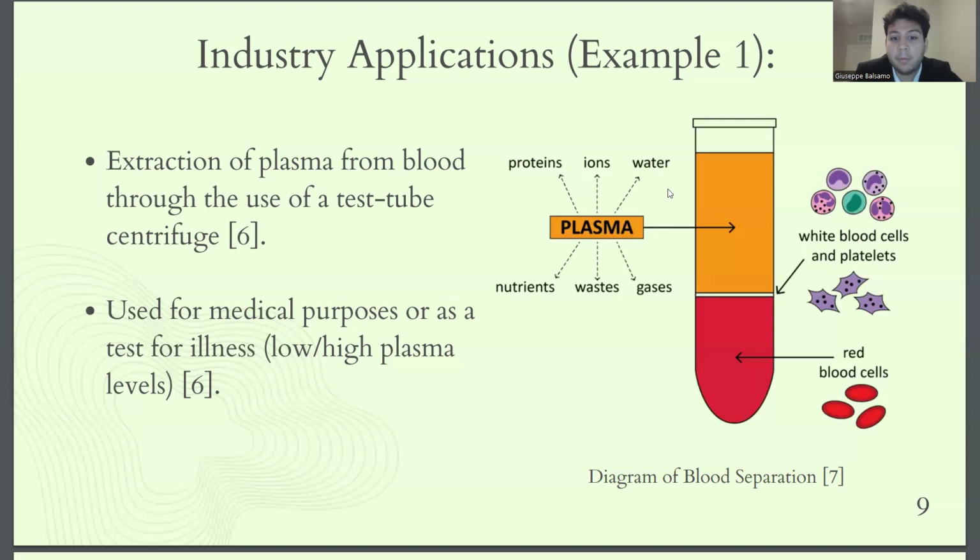In this case, the red blood cells will be referred to as a precipitate since they are the denser component, while the plasma will be referred to as a supernatant liquid as it's the less dense component. The resultant plasma can then be used for medical purposes or measured to see if a patient's blood plasma levels are low.